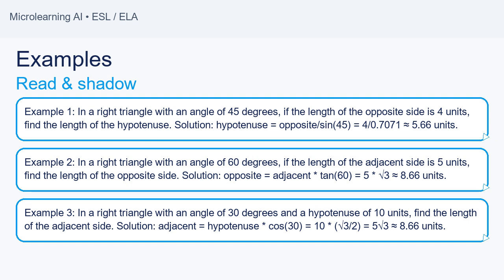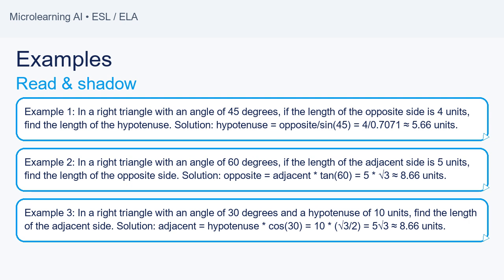Repeat after me. Example 1. In a right triangle with an angle of 45 degrees, if the length of the opposite side is 4 units, find the length of the hypotenuse. Solution. Hypotenuse equals opposite over sine 45 equals 4 over 0.7071, approximately 5.66 units.